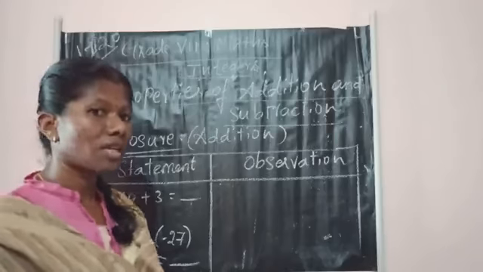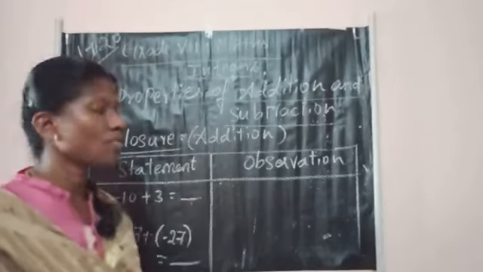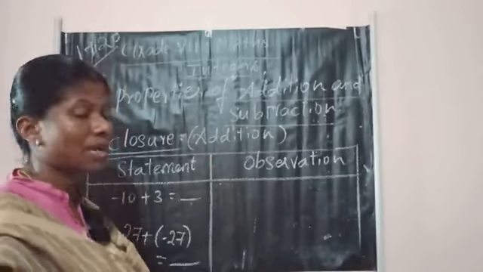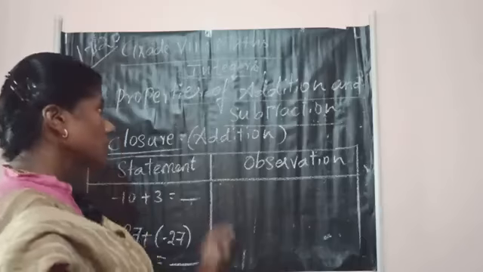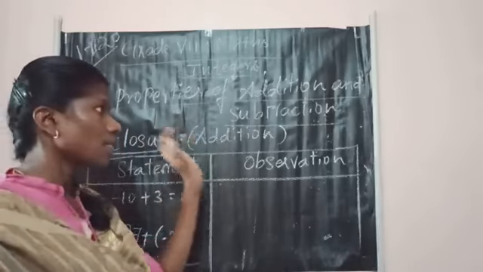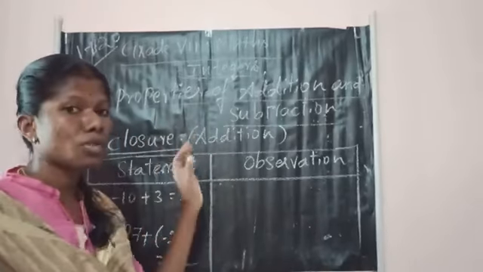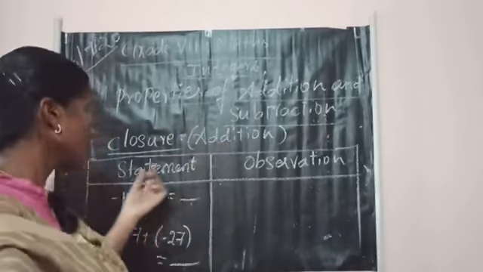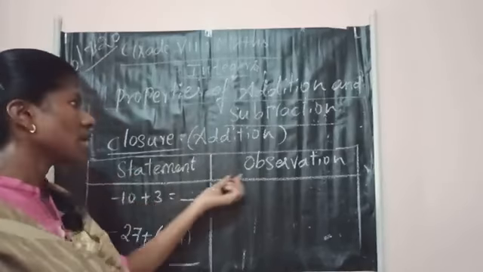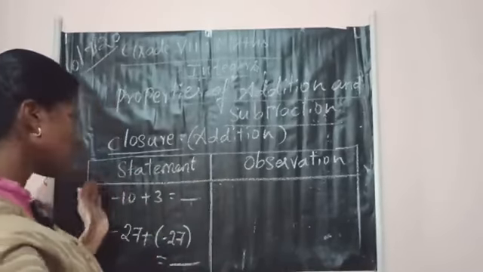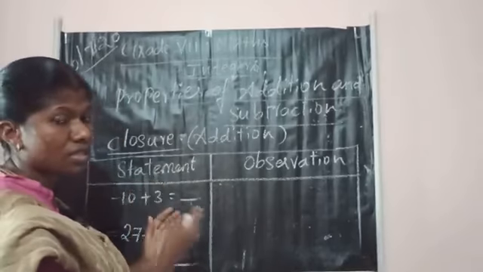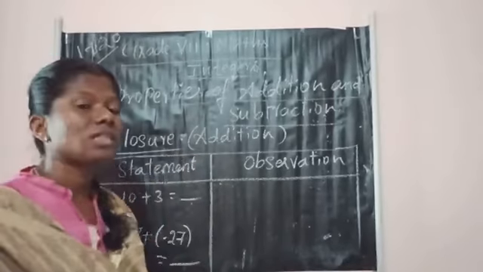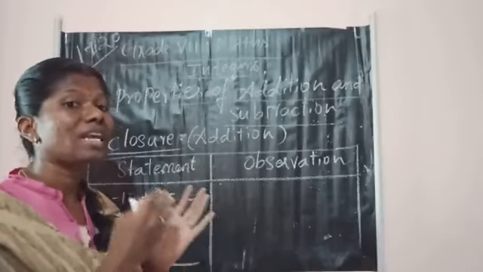Okay students, now let's see properties of addition and subtraction. In addition and subtraction, we use the closure property. First, for addition, we use the closure property. And this is a statement and this is an observation. The statement is the sum they have given, they just added. And the observation is what you observe, you have to write its result.